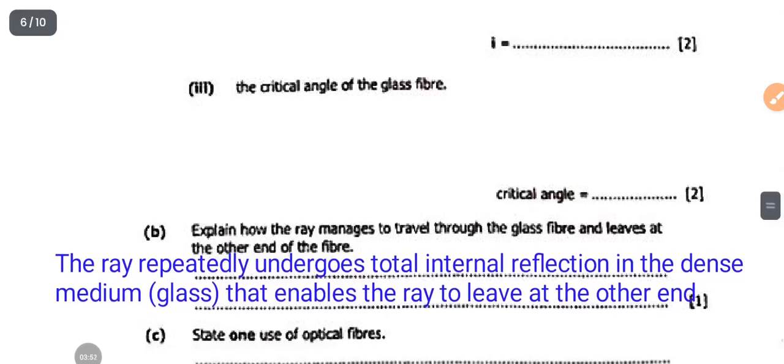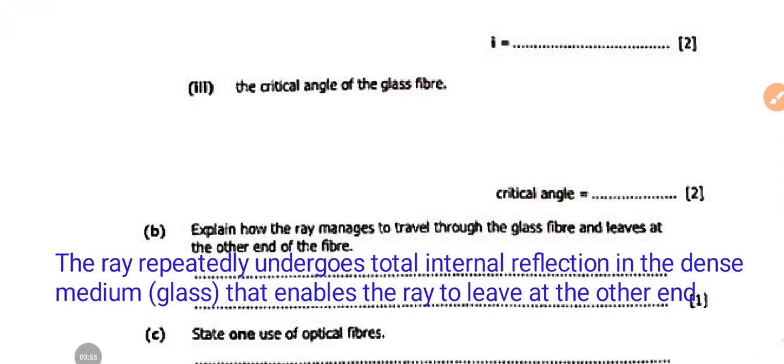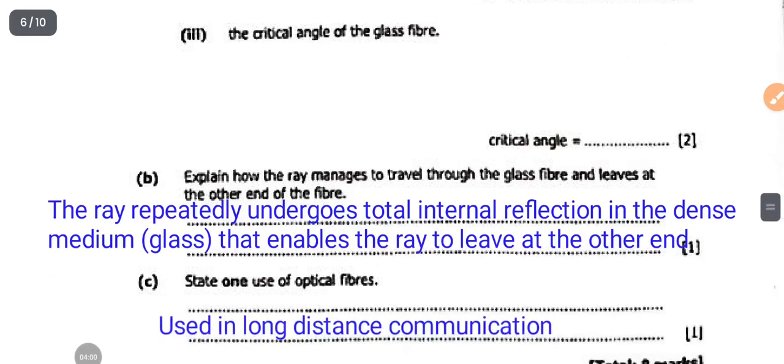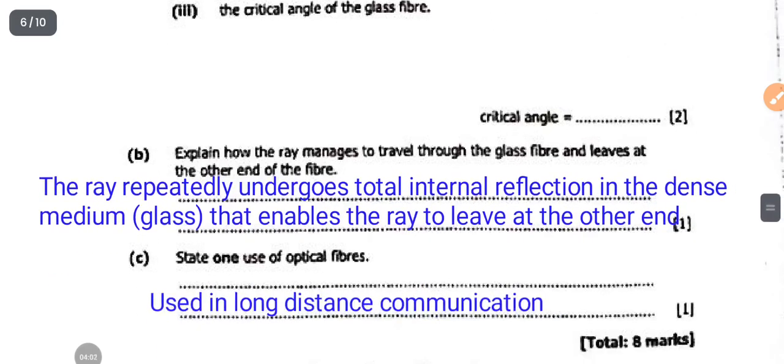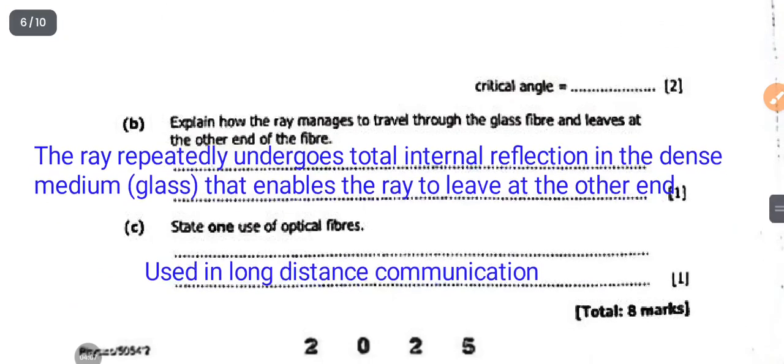Then question C says, state one use of optical fibers. Well, optical fibers are used in telecommunication. So here I said used in long distance communication. It's basically the same.